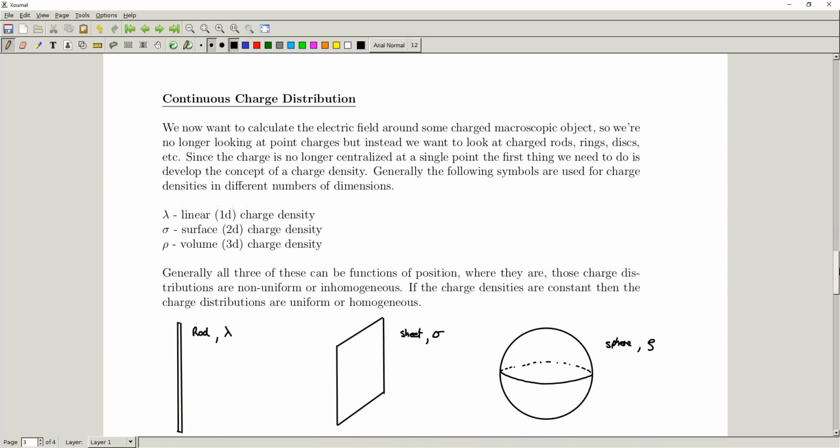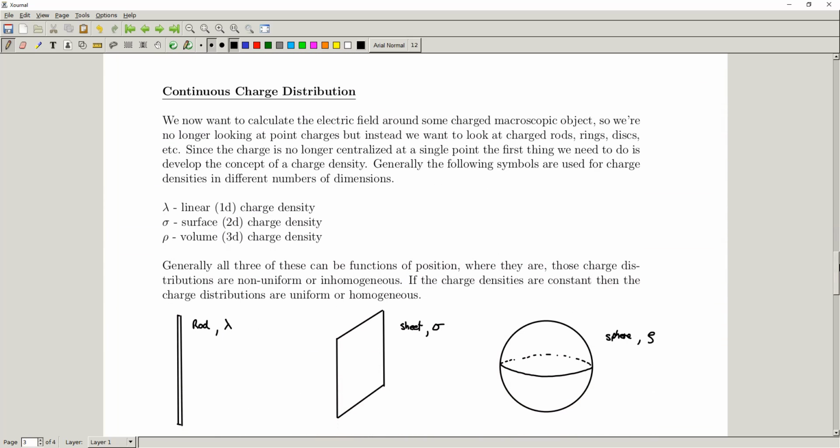Okay, so now we're going to start setting up the machinery we're going to need to calculate these continuous charge distributions. And what I mean by continuous is, well, discrete versus continuous. When I say discrete, I mean we have some countable number of points that make up our charge distribution. So we could be talking about one point charge, or 5 point charges, or 80 point charges.